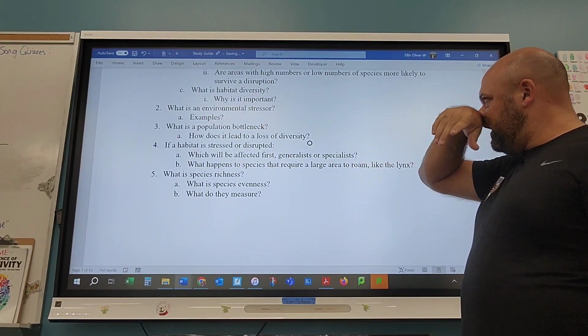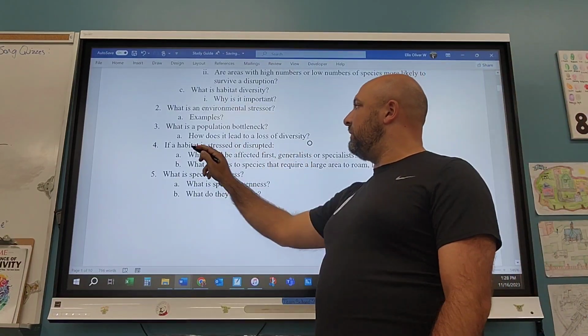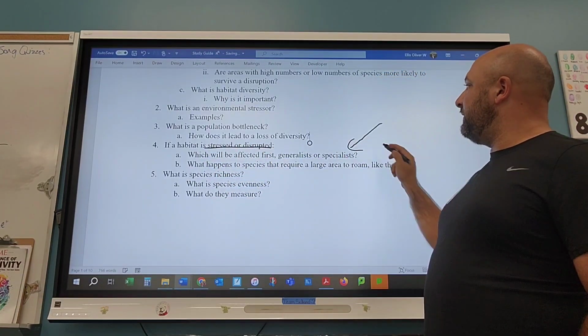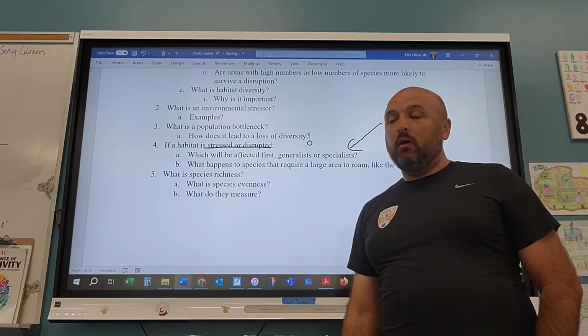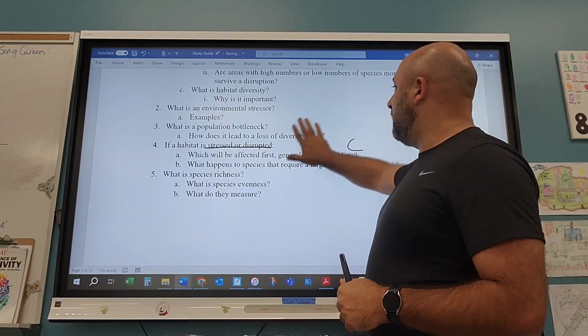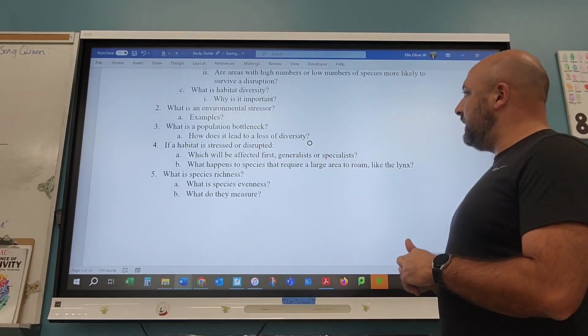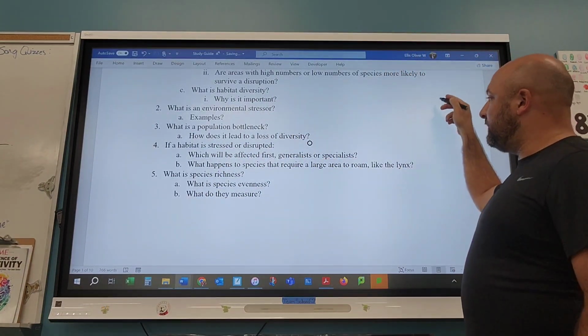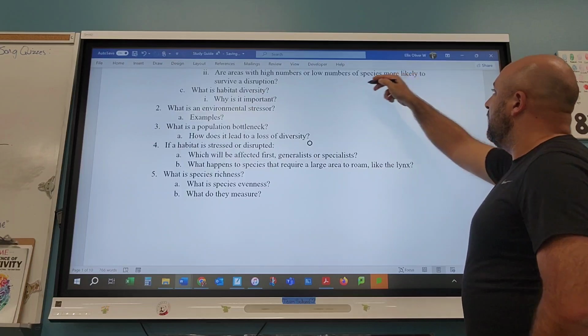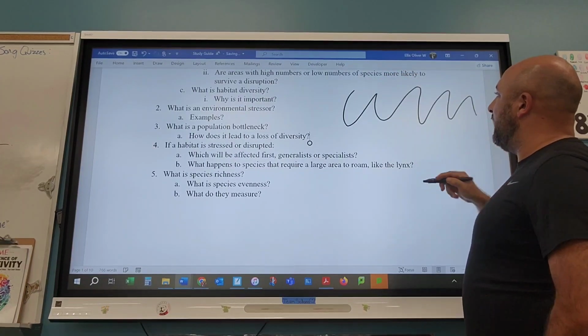Specialists will always be affected if there's any stress or disruption in the environment, because they are best suited when the ecosystem stays the same. All right? What happens to species that require a large area to roam, like the lynx? If you disrupt that habitat, the lynx needs to roam over all this area in order to survive.